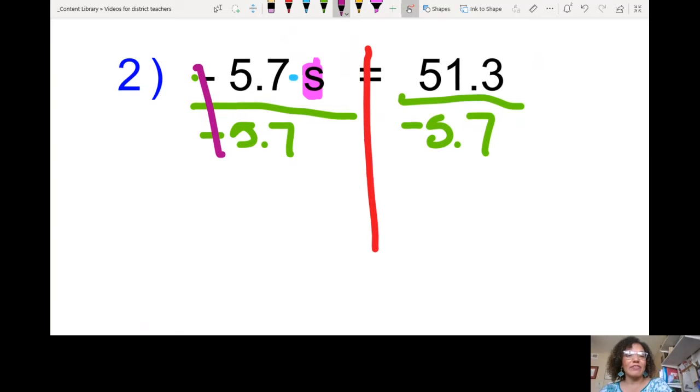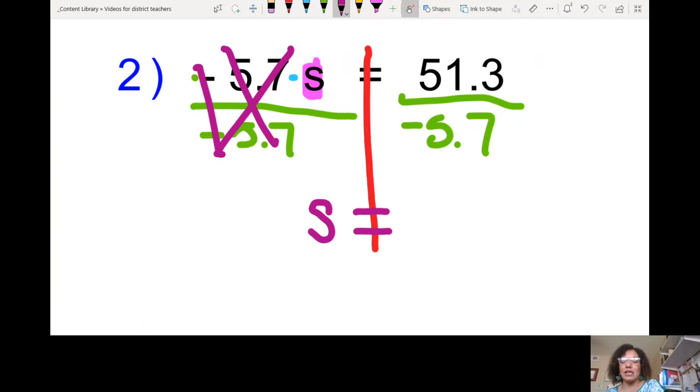And then 5.7, 5.7 cancel each other out, become 1. And so now on the left side, what do I have left? On the left side, I just have the S left, which is what I wanted. And on the right side, I have 51.3 divided by negative 5.7. And I get negative 9.